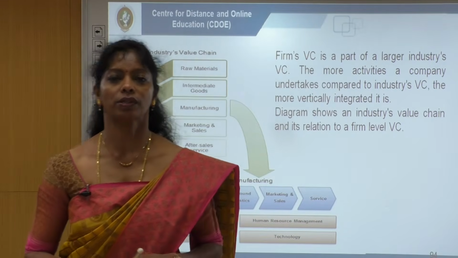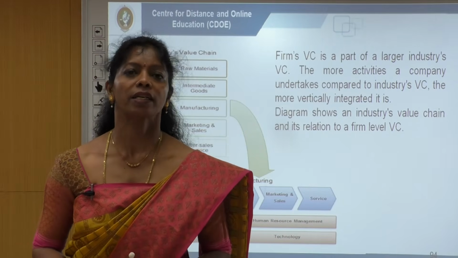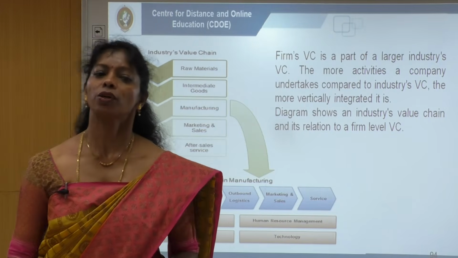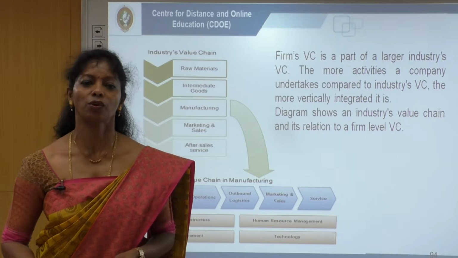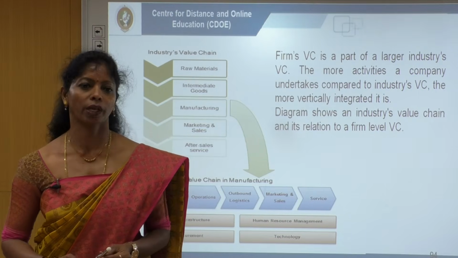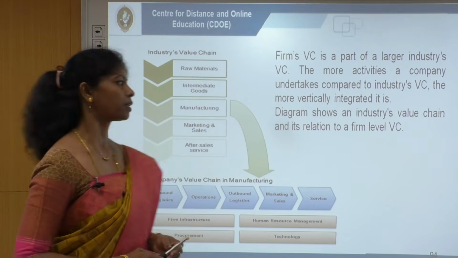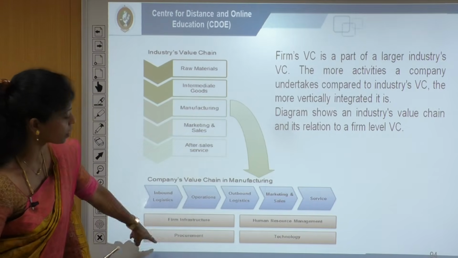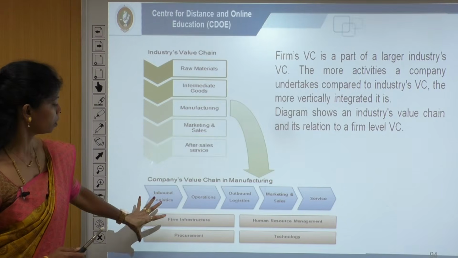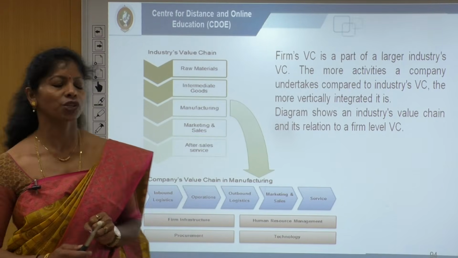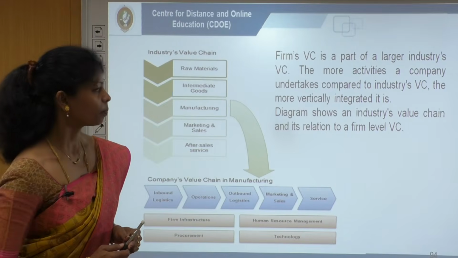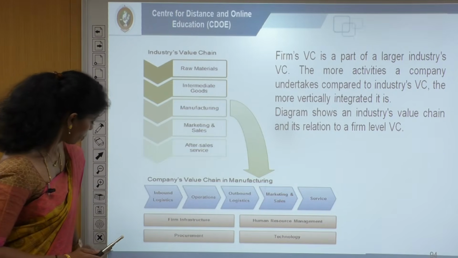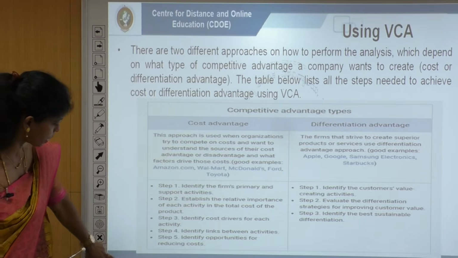I also discussed how an industry value chain can be linked to the company's value chain. A firm's value chain is a part of a larger industry value chain. The more activities a company undertakes compared to the industry value chain, the more vertically integrated it is. This diagram shows the industry value chain and its relationship with the firm-level value chain, and is taken from various sources as shown.